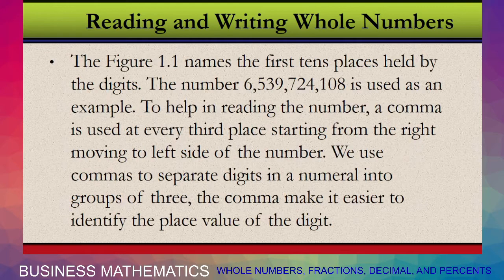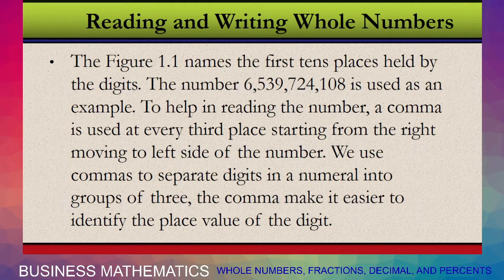So, next. Figure 1.1 names the first 10 places held by the digits. The number 6,539,724,108 is used as an example. To help in reading the number, a comma is used at every third place, starting from the right and moving to the left side of the number. So we use commas to separate digits in a numeral into groups of 3. The commas make it easier to identify the place value of the digit.